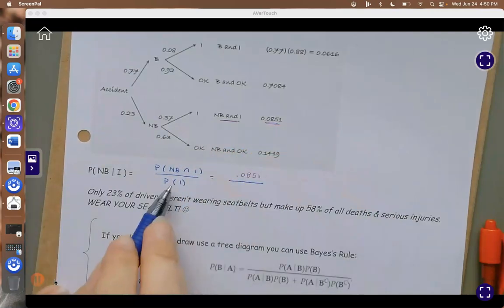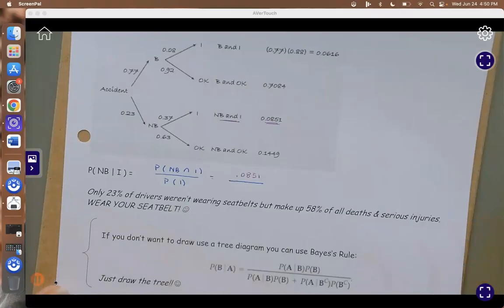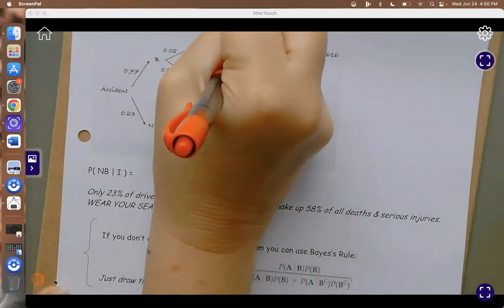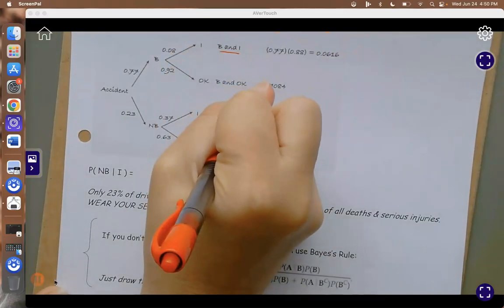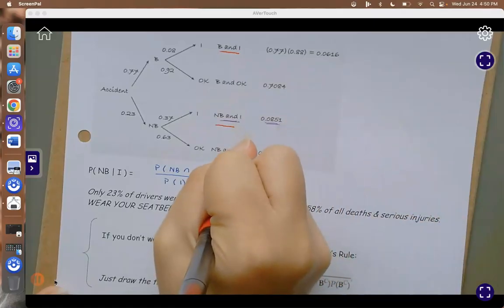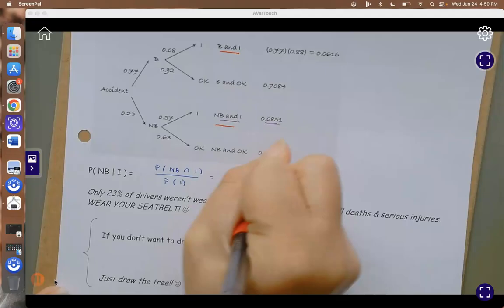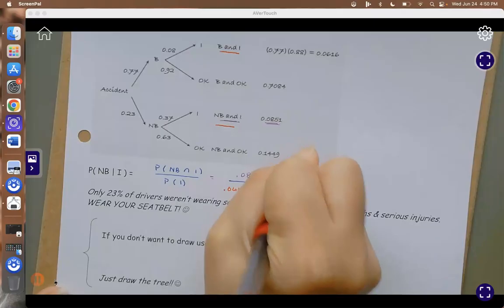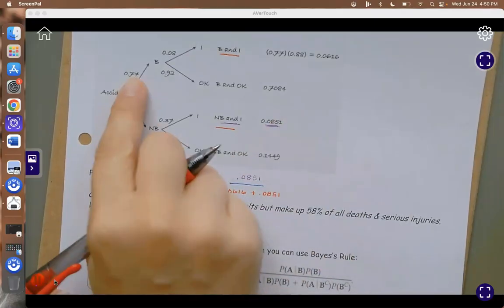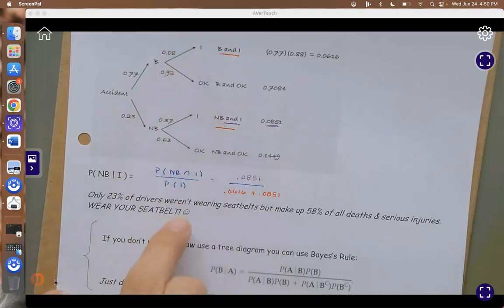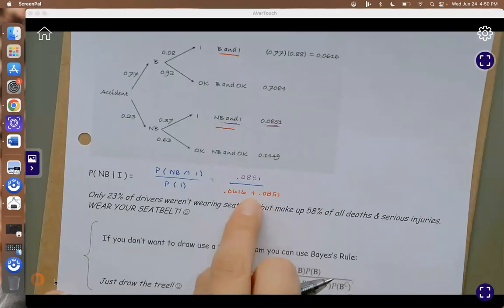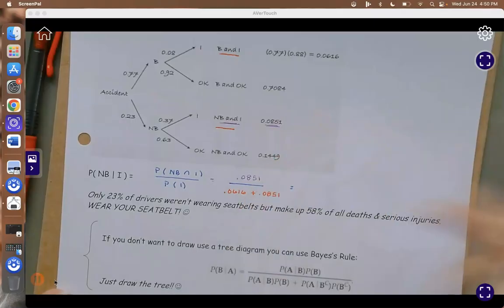Now, on the bottom, we have to trace out all the injured parties. So we need to do this one and this one. So we're going to take the 0.0616 and the 0.0851. So it was nice that they multiplied it for us, but what we would have done is take this times this, and that would have given us this. And then this times this would have given us this, and we would add it just like the last unit. So let's see what we get.